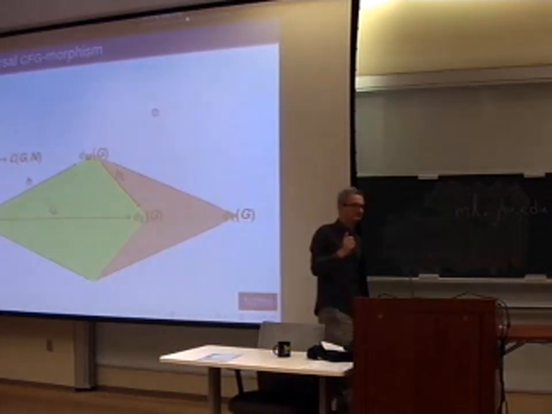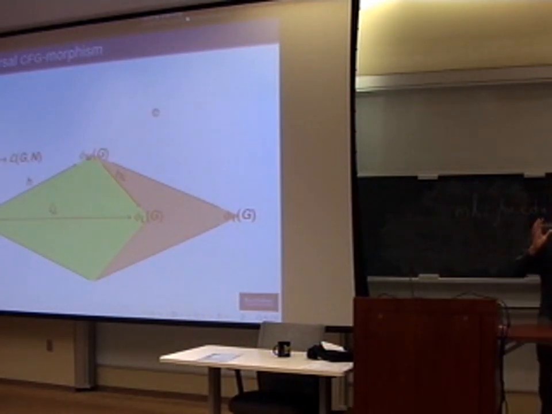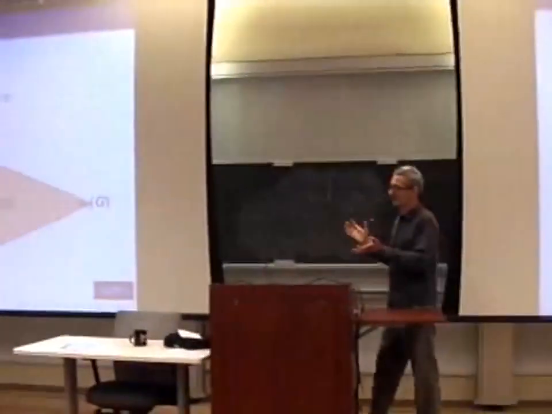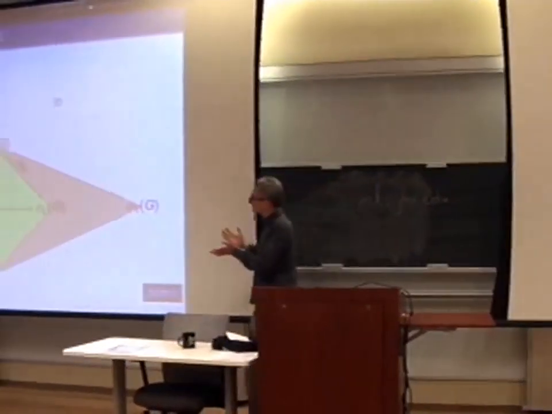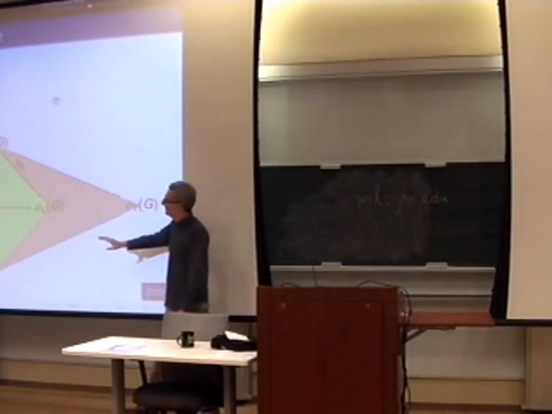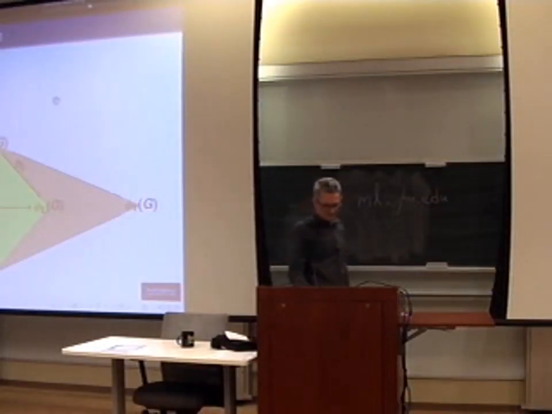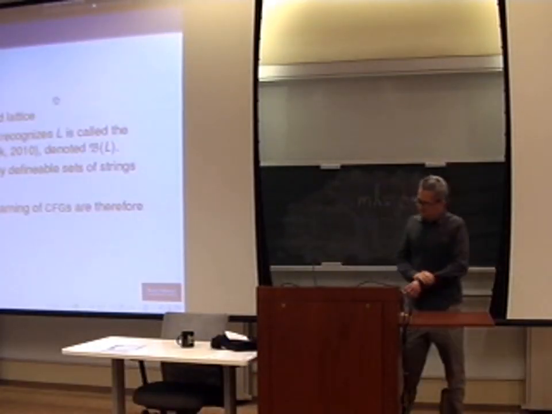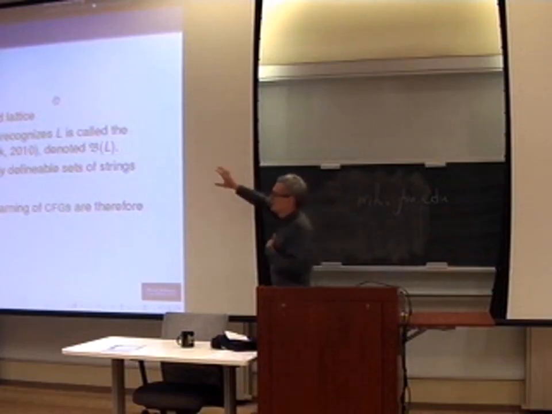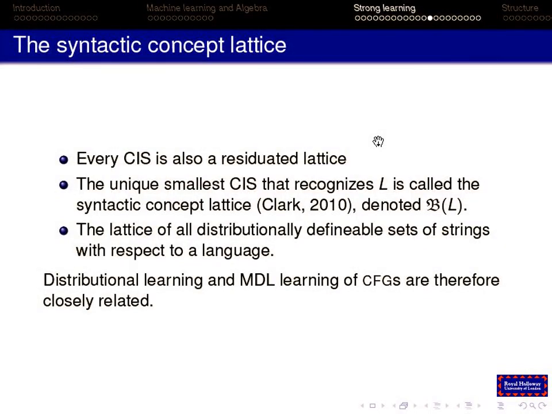So essentially what we're doing is taking the classical automata theory, where we have strings, and lifting it to sets of strings, and this gives us this universal morphism, which is a universal transformation of context-free grammars. Every complete idempotent semi-ring is also a residuated lattice, and this smallest lattice for each language is called the syntactic concept lattice. It is the lattice of all distributionally definable sets of strings with respect to a language.